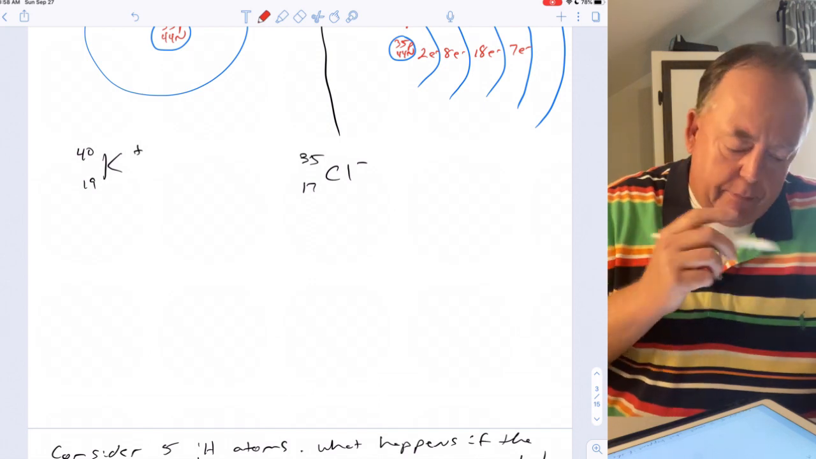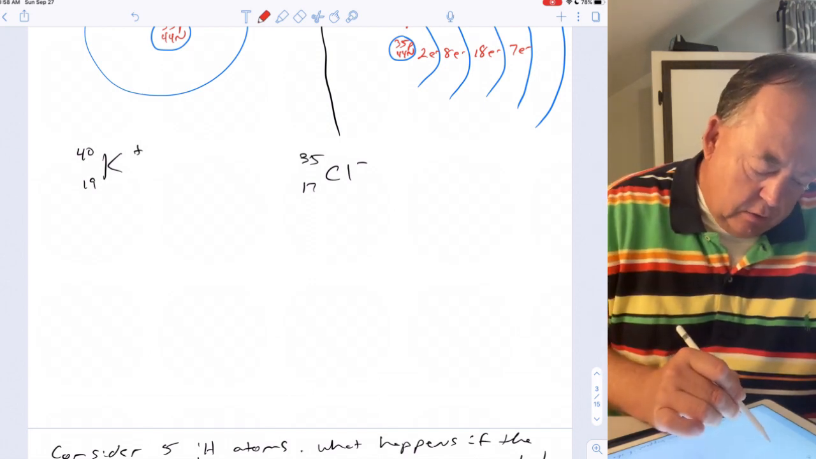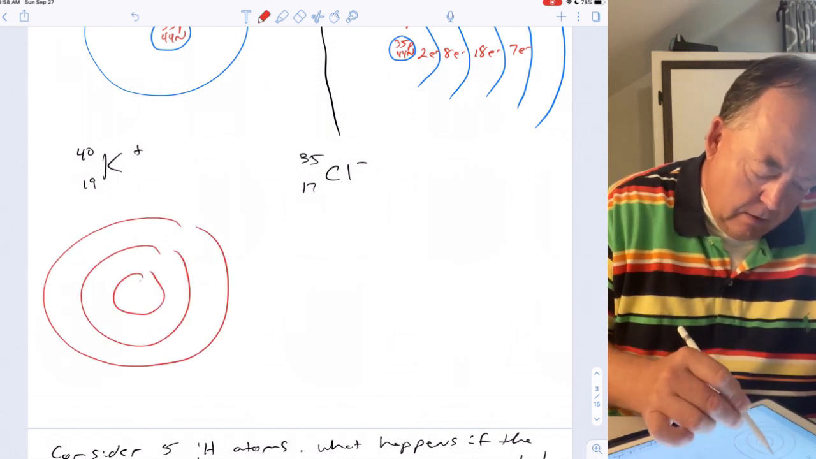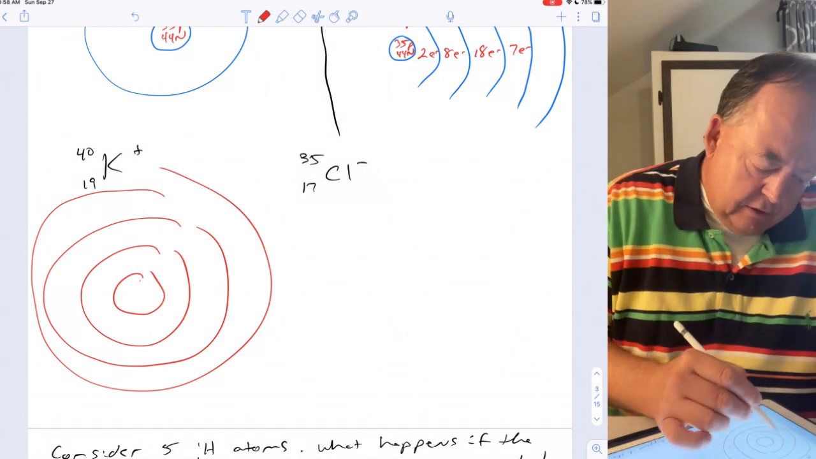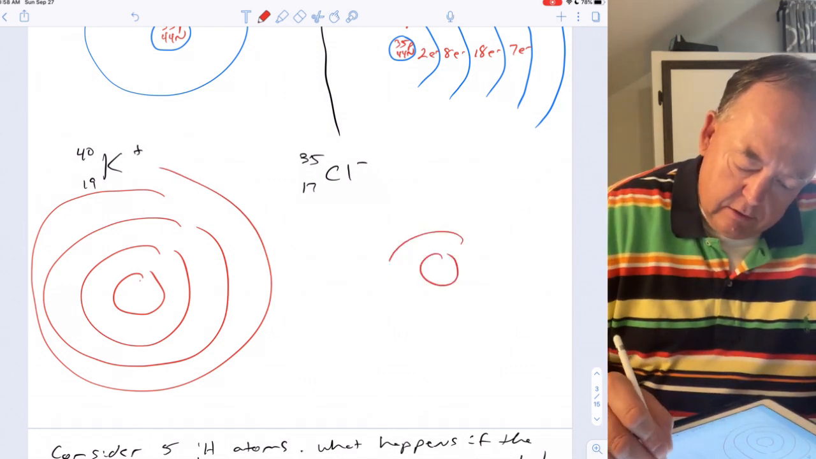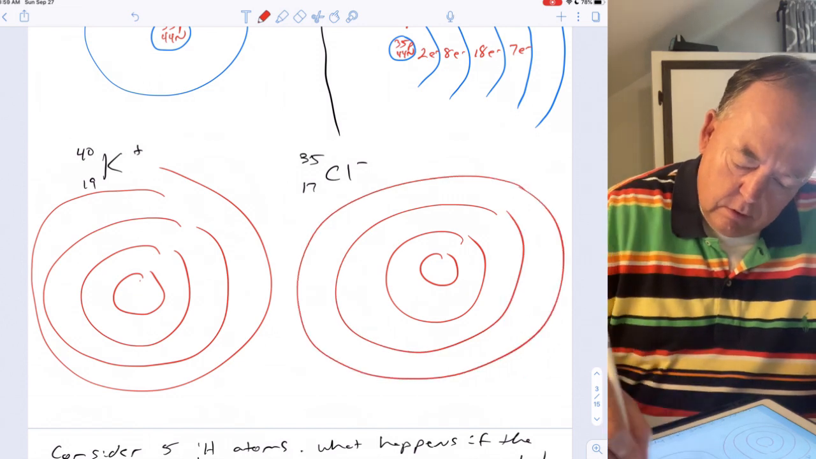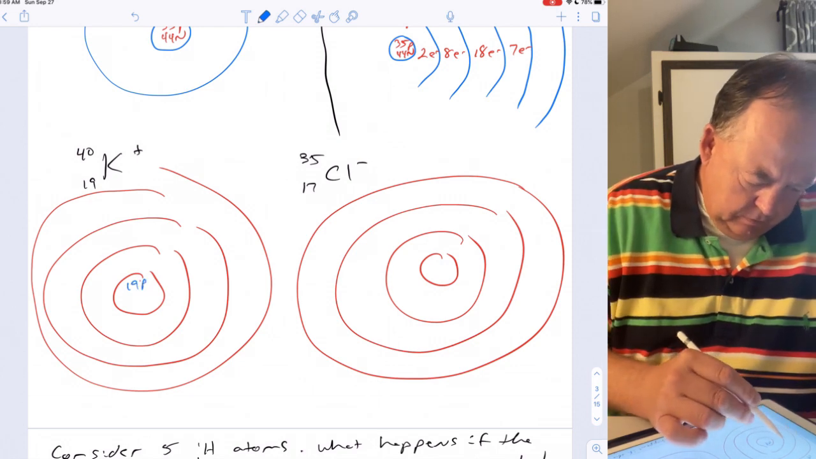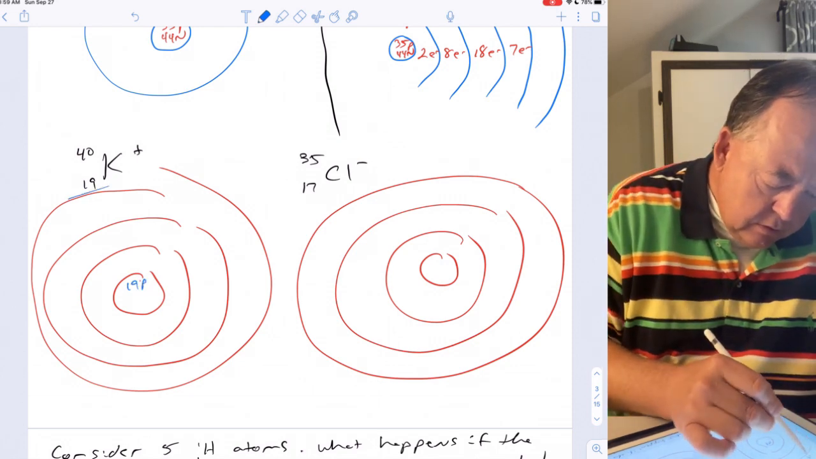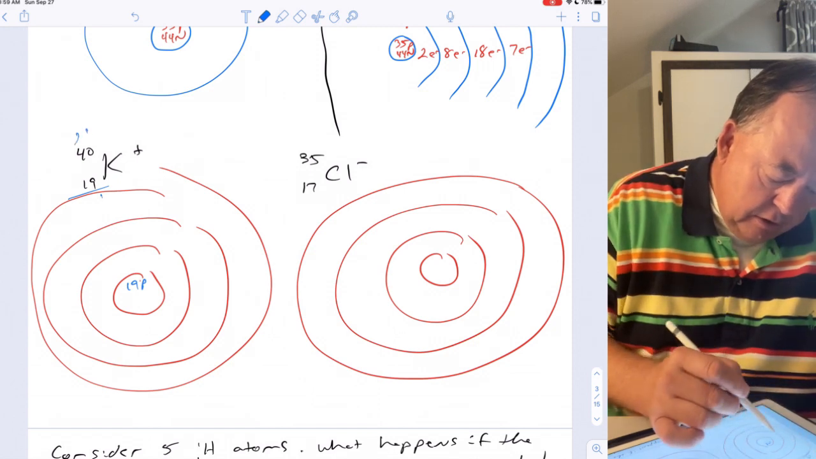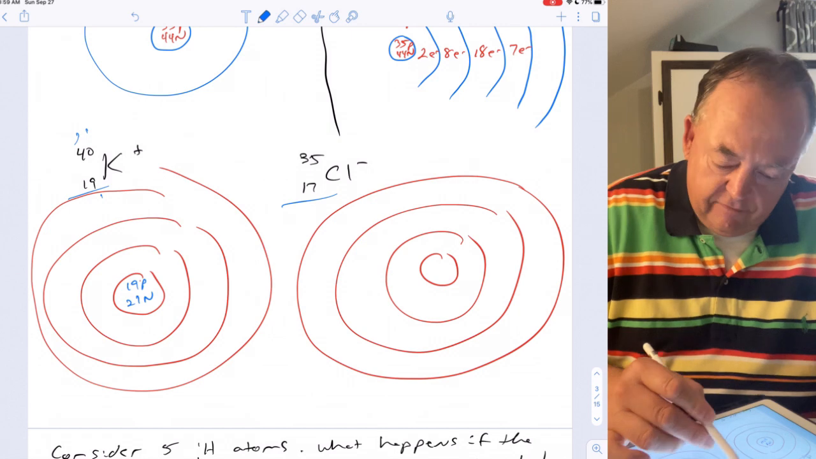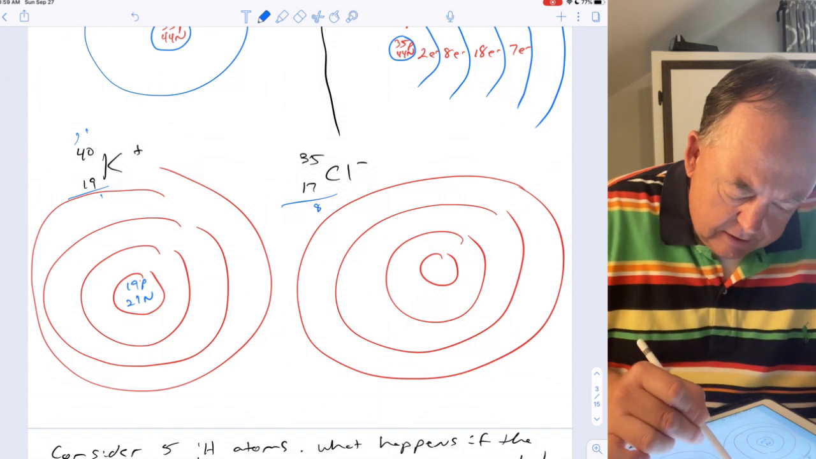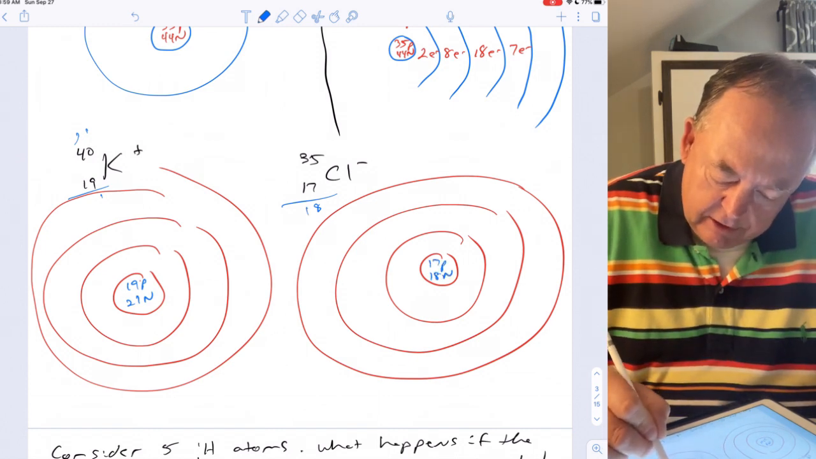Okay, so let's take a couple more examples, just using the Bohr model. So potassium-40 with a +1 charge. So we'd have 19 protons, right? And if we subtract those, 40 minus 19, so 21 neutrons. And for chlorine-35, 17 protons, 18 neutrons.